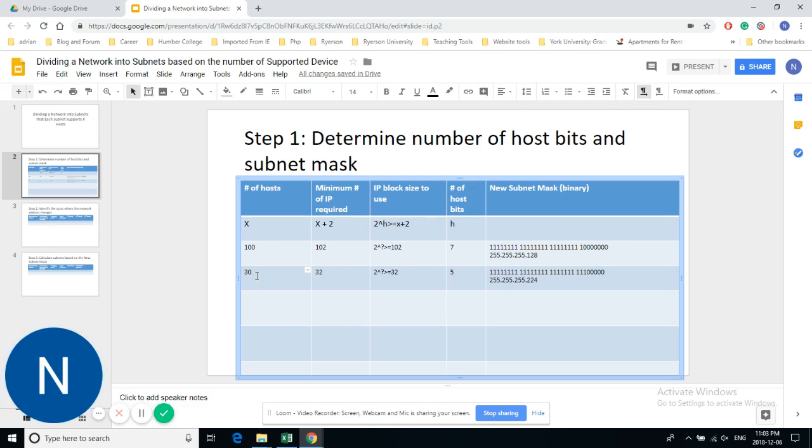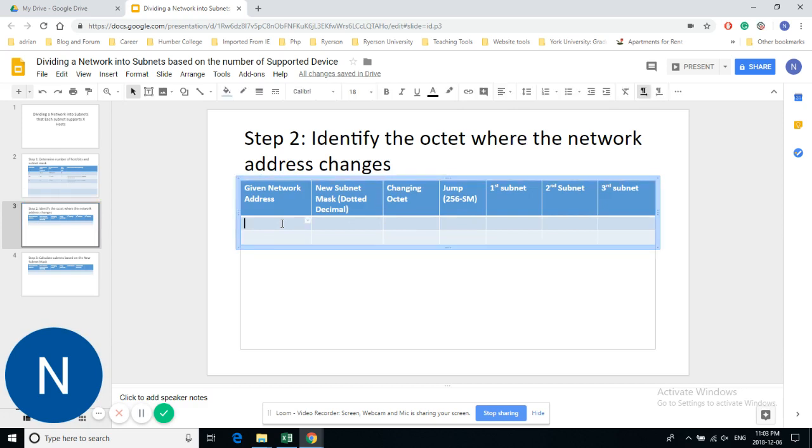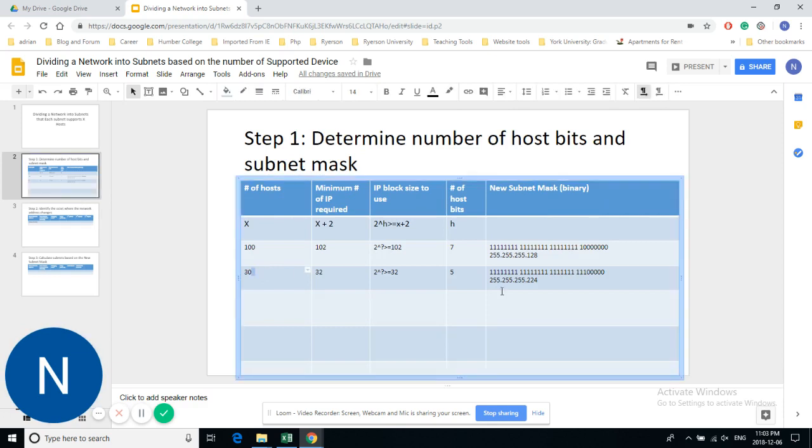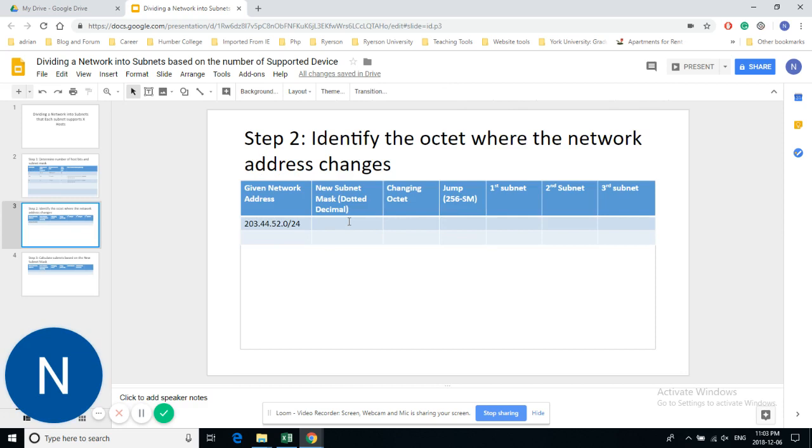Okay. Now let's take a network address and let's try to divide it. Let's say we need to divide 203.44.52.0/24 into subnets such that each network supports 30 hosts. So irrespective of the network address, we found before that if we need 30 hosts in each subnet, we need to use this subnet mask. So I'm taking this as the new subnet mask that we need to use.